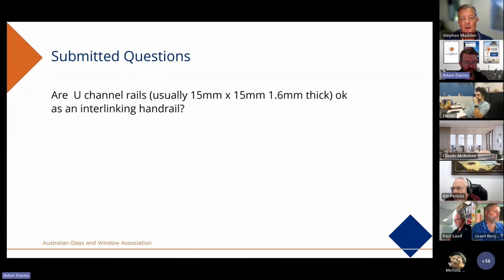Okay, the first one: are U-channel rails usually 15 by 15 by 1.6? Okay, almost certainly not. They generally will not survive the load requirement in the event that a panel fails, including an end panel. So these should be considered a non-load supporting handrail, and generally they're for decorative purposes only, or protection of laminates if required.